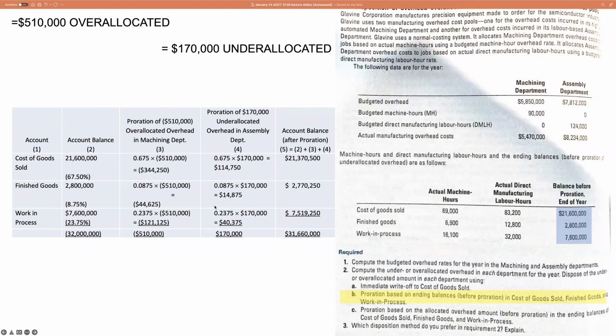Anybody have any question? Oh, I had one. For the last column, the 5 equals 2 plus 3 plus 4, can you just go over how you got the final answer?